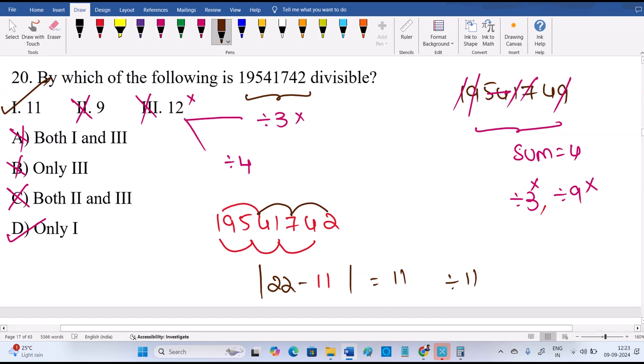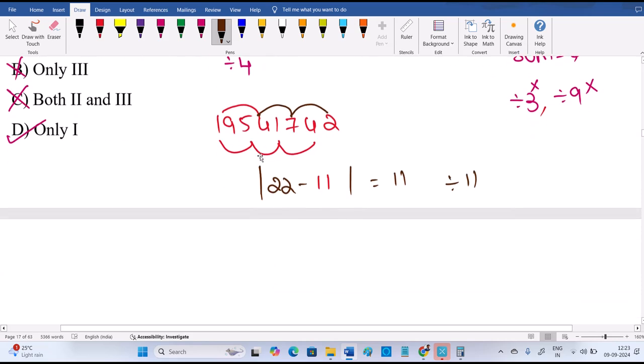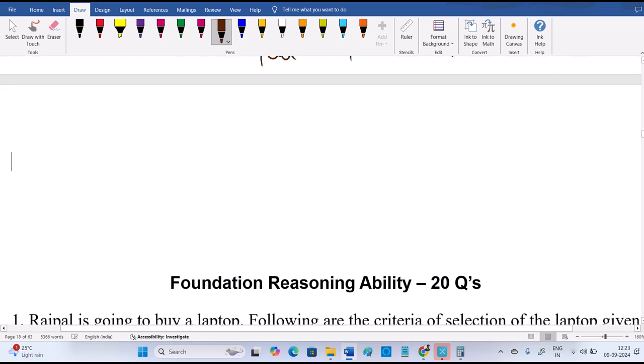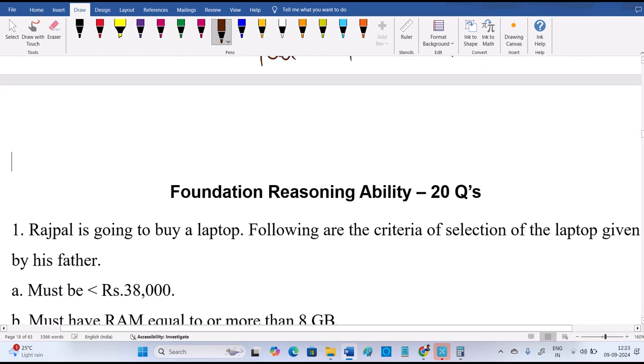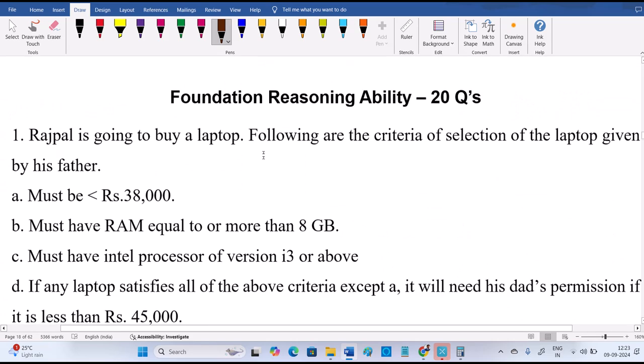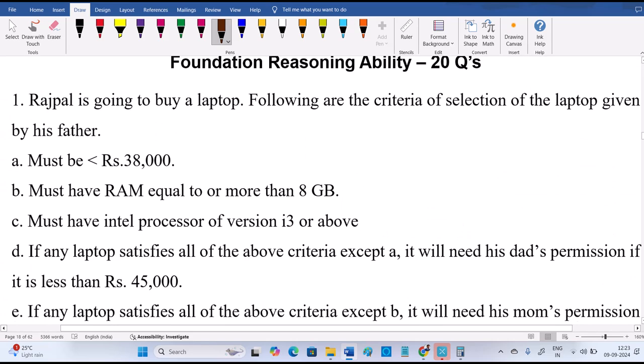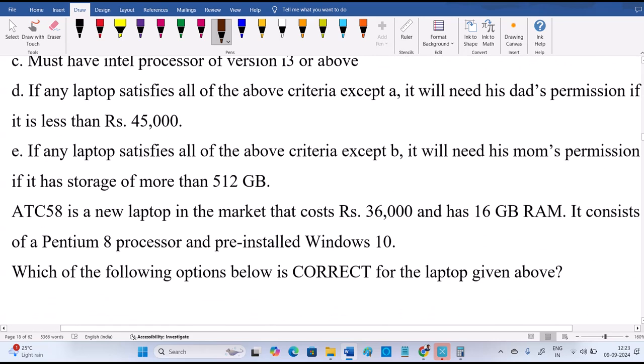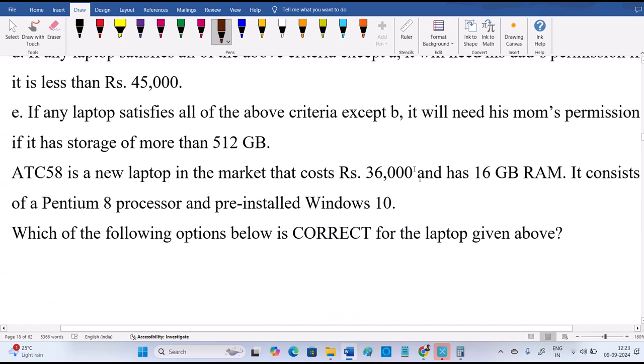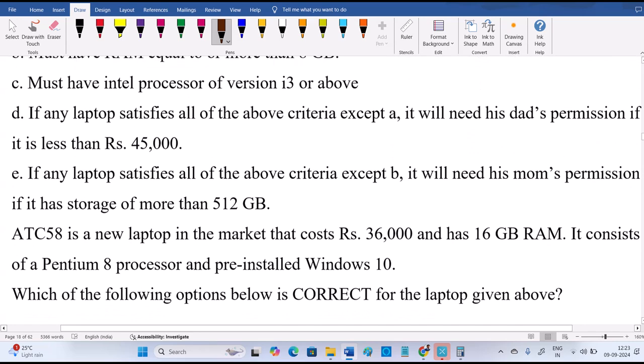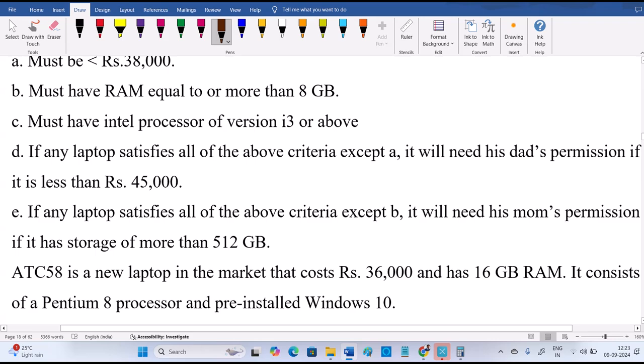Fine, let's see a few questions related to reasoning. 20 questions in quant done. Let's see the reasoning section. Decision making or eligibility criteria. I think we discussed the same question already. Laptop buying, less than 38,000 price and all. 36,000, 16 GB RAM. Okay, all fine.